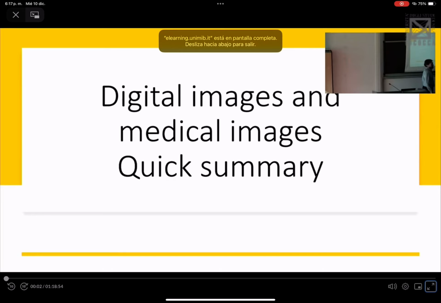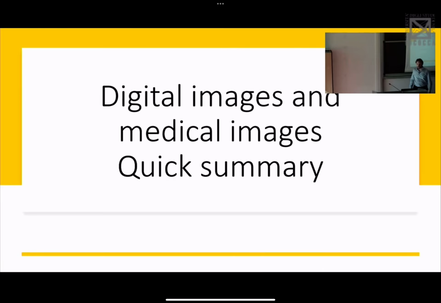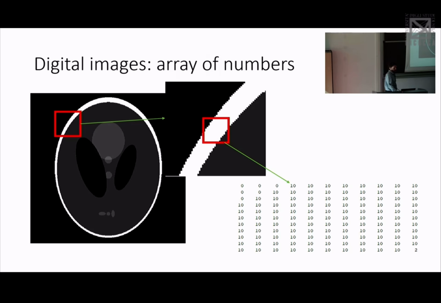Start from this topic. For today, I don't think we'll go into much detail about the medical part. We will do a recap about digital images. That's the part I was asking about before: what do you know about signal processing. Now, what is a digital image? A digital image is basically an array of numbers.